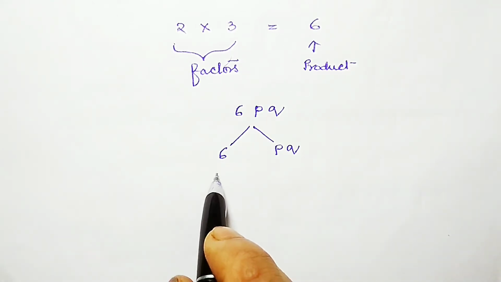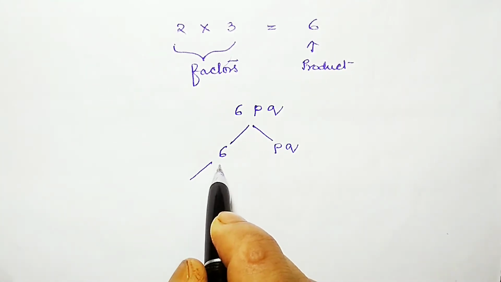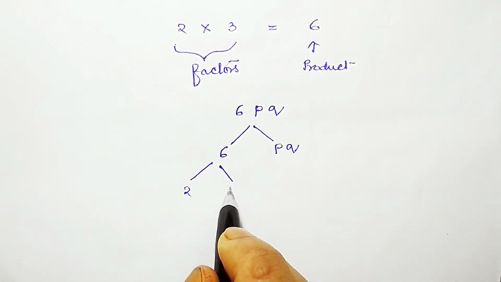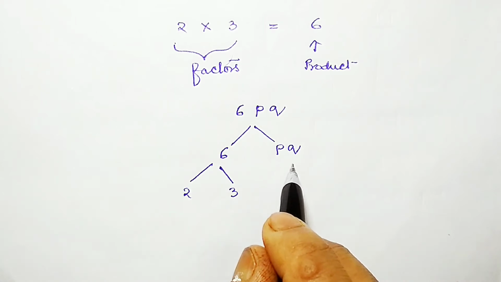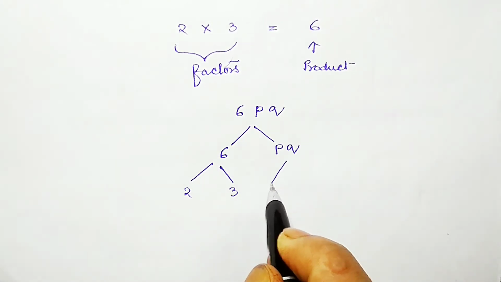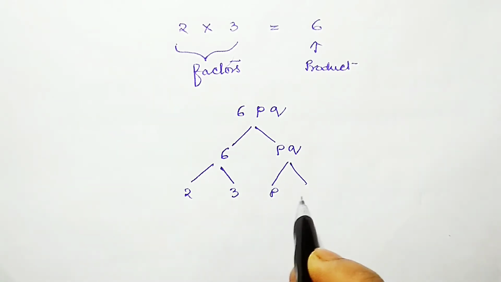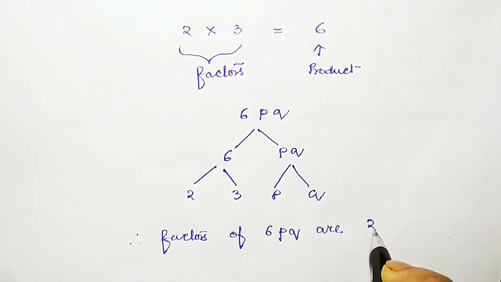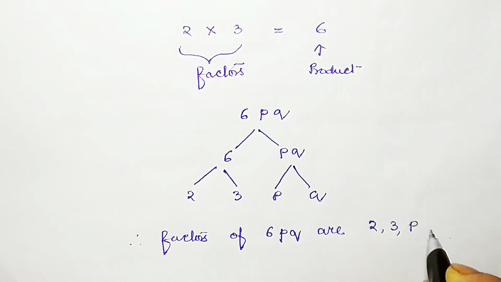Now again 6 can be written as 2 into 3. You know 2 into 3 is 6. So here we can write 2 into 3, and this p into q. Here p is one number, q is another number. So it can be written as p into q. Therefore the factors of 6pq are 2, 3, p and q.